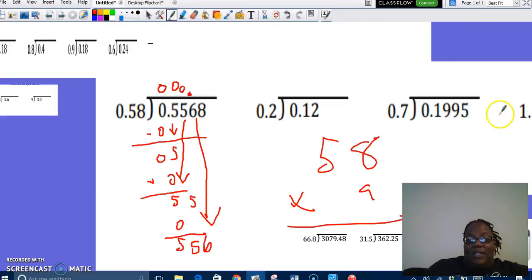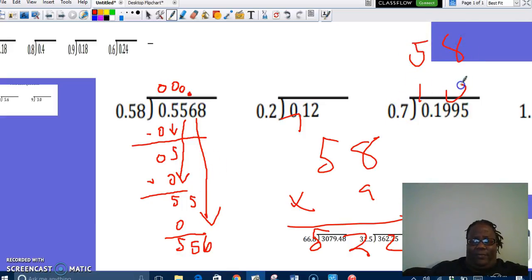Going with 9. 9 times 8 is 72. 9 times 5 is 45, plus 7 is 52. So now I'm at 522, trying to get to 556. What are you thinking? You want to go ahead and try one more time? Sure, why not?